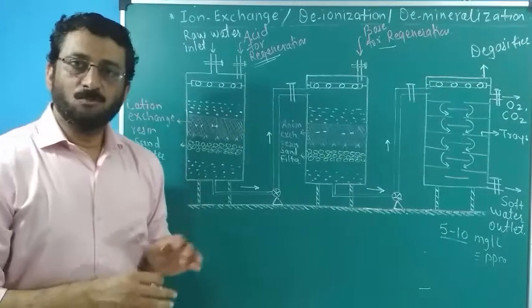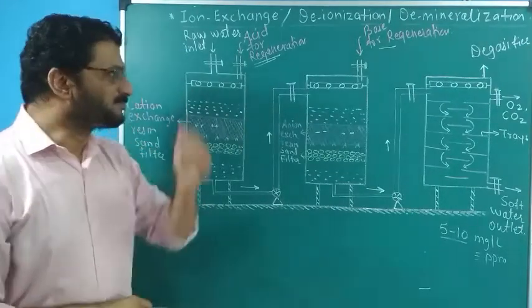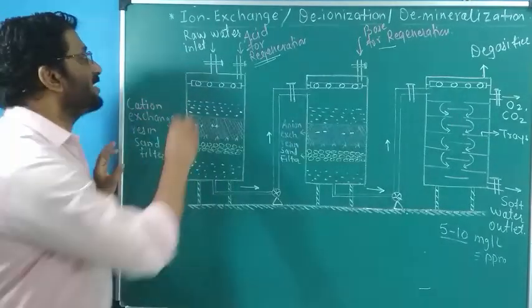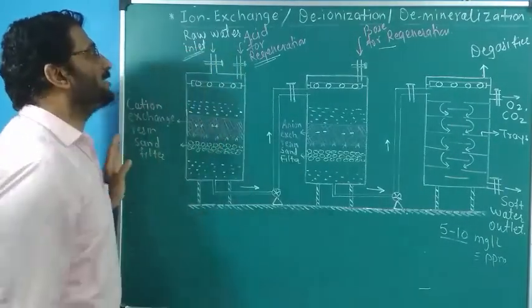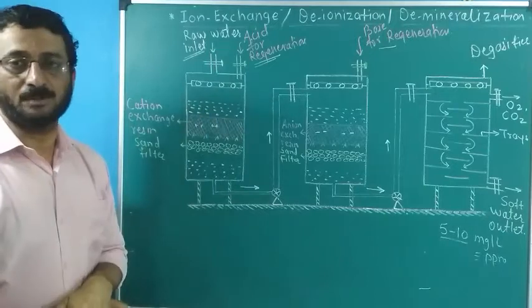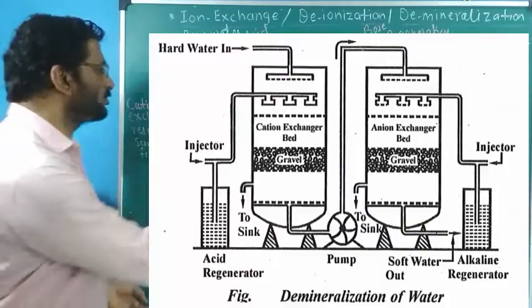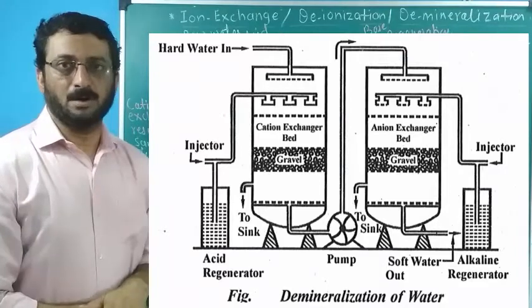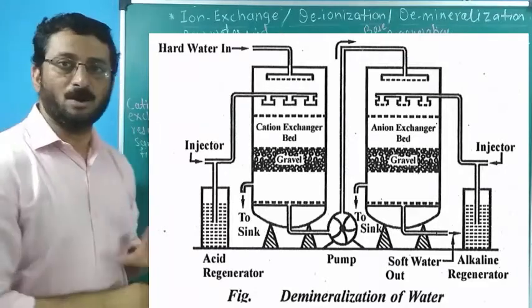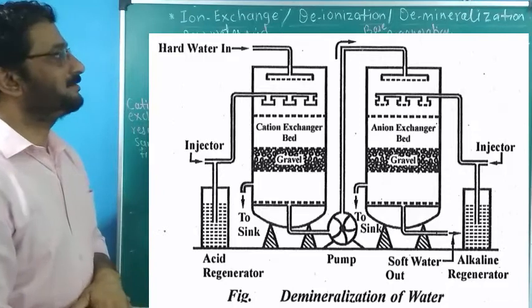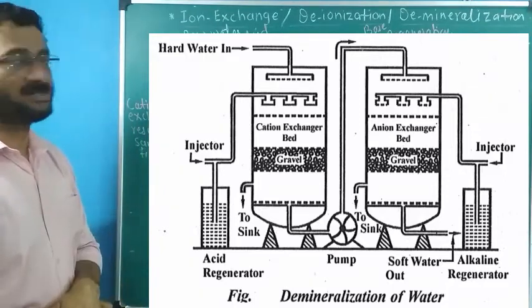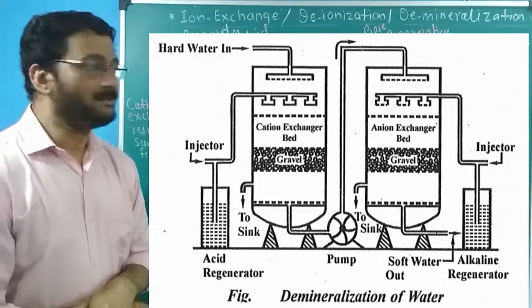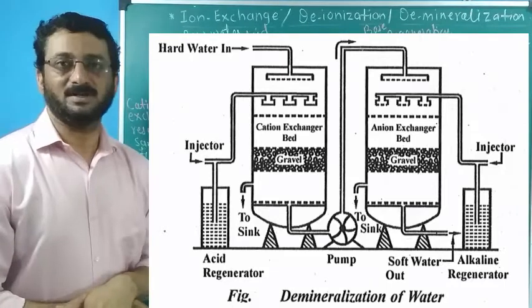What are the drawbacks? What are the disadvantages? The first point is that if you pass highly turbid water through this inlet, it may partially choke the bed. Proper softening may not occur, and proper regeneration of the bed may not be possible. The second disadvantage is that the cost of the plant is quite high.